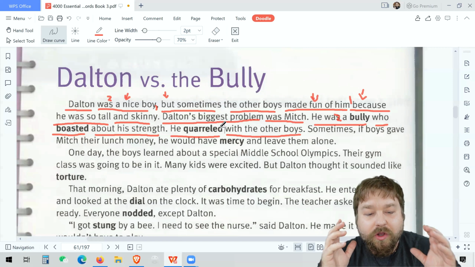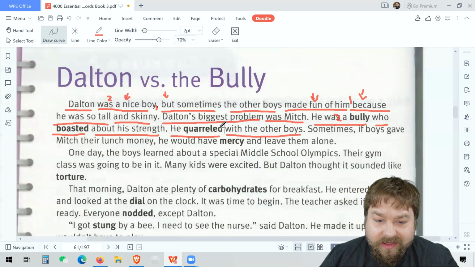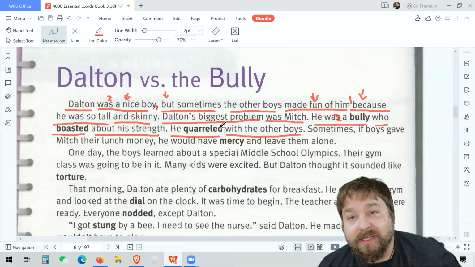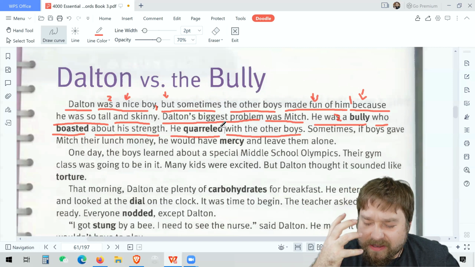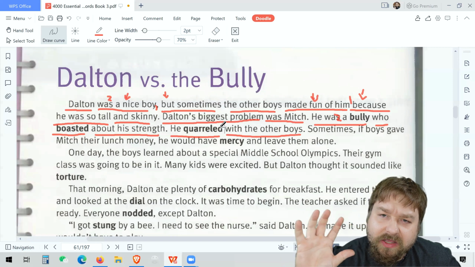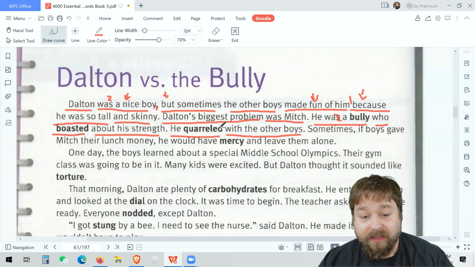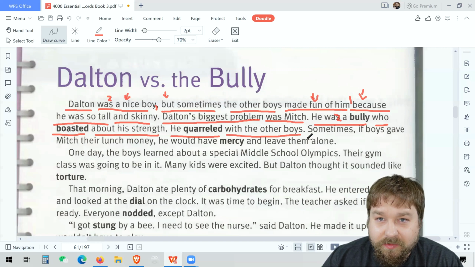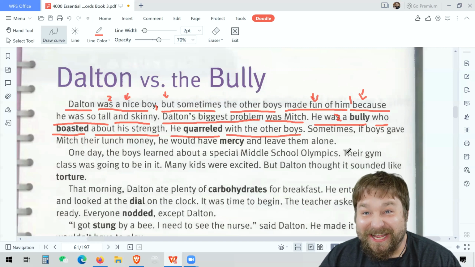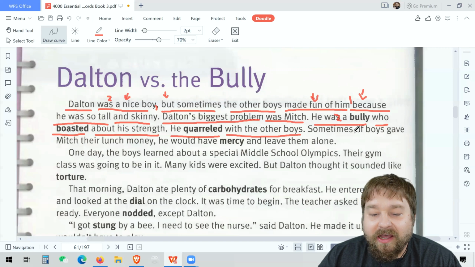He was a bully who boasted about his strength. He quarreled with the other boys. Feels good, right? I can see in my mind what I'm saying. You can see in your mind what I'm saying. So let's keep going with this because I like this. This is fun. Sometimes, there's a comma.